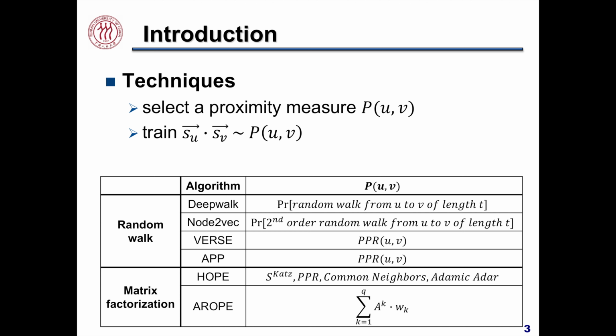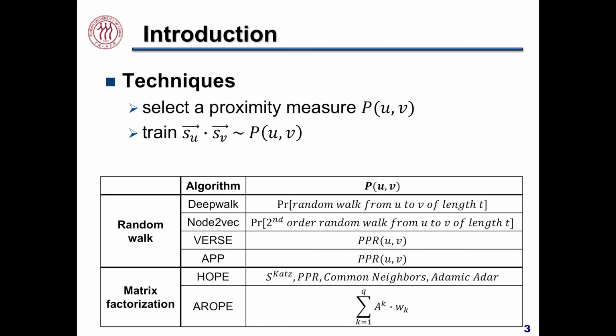DeepWalk uses truncated random walks, and Node2Vec uses a second-order random walk. VERSE and APP select personalized PageRank as a proximity. HOPE uses sparse SVD to decompose a matrix, such as Katz and personalized PageRank. AROPE preserves the polynomial proximity matrix of the adjacency matrix.